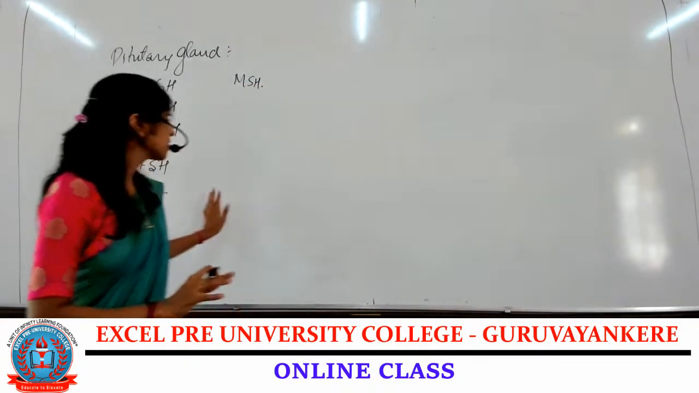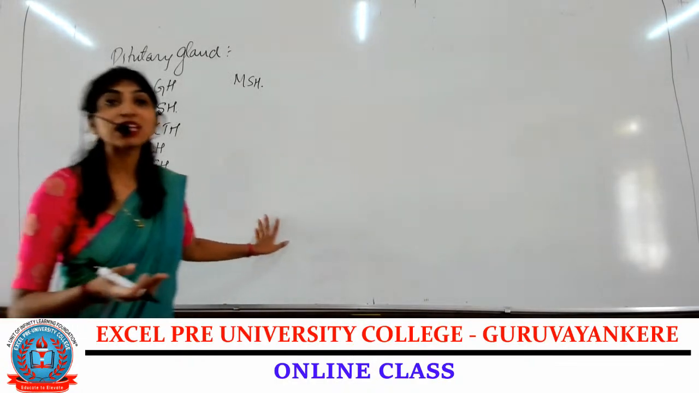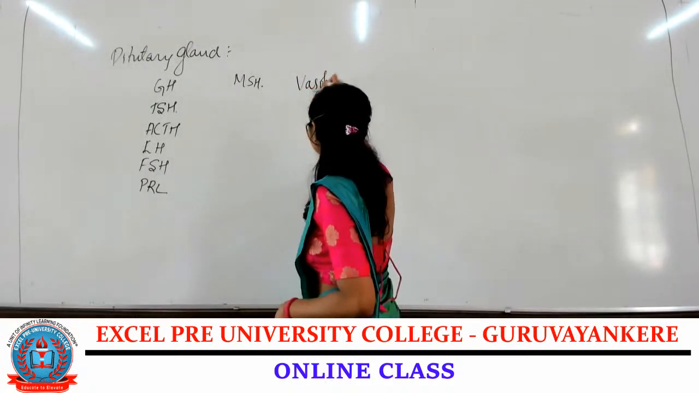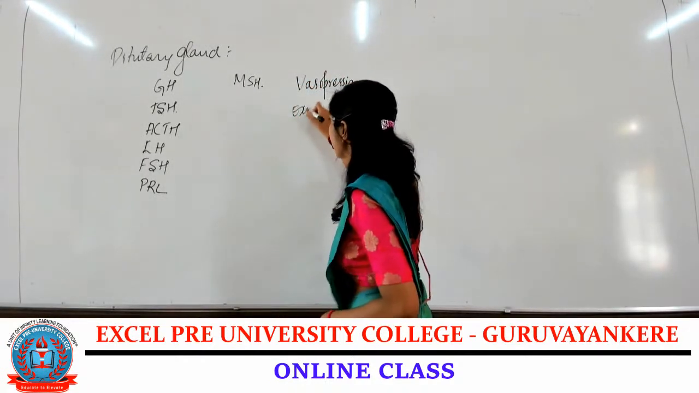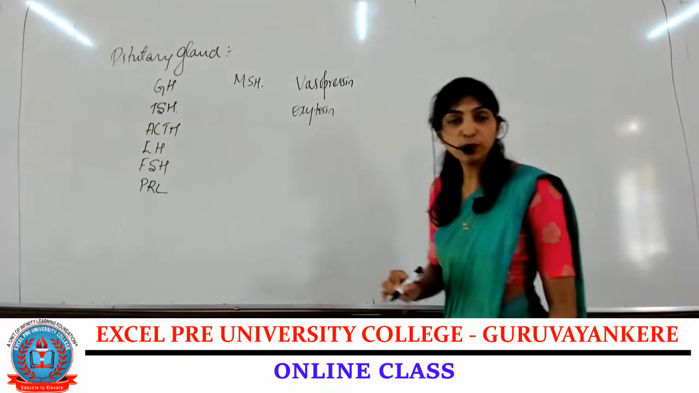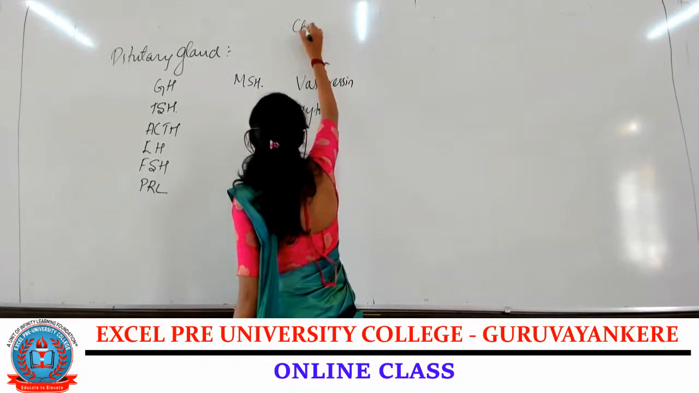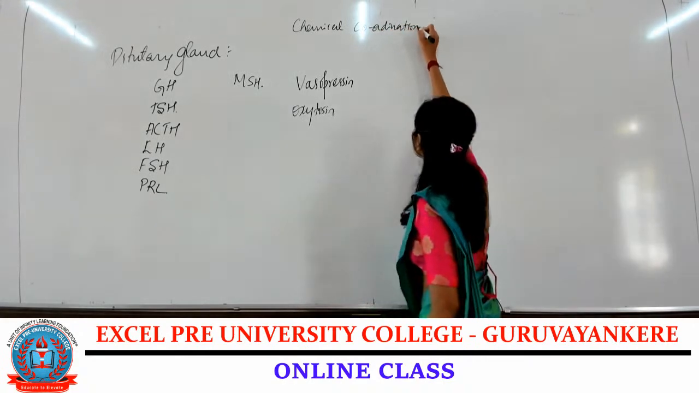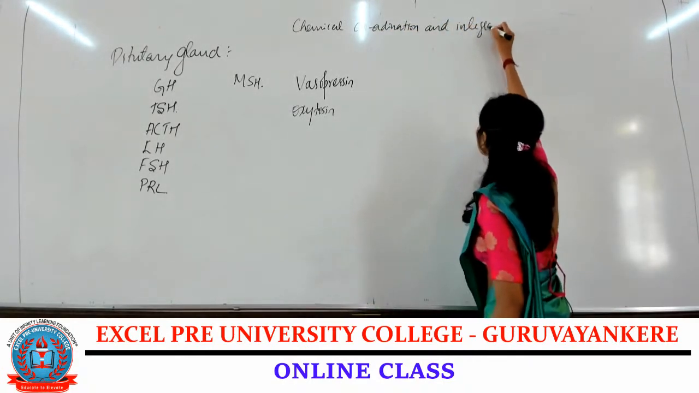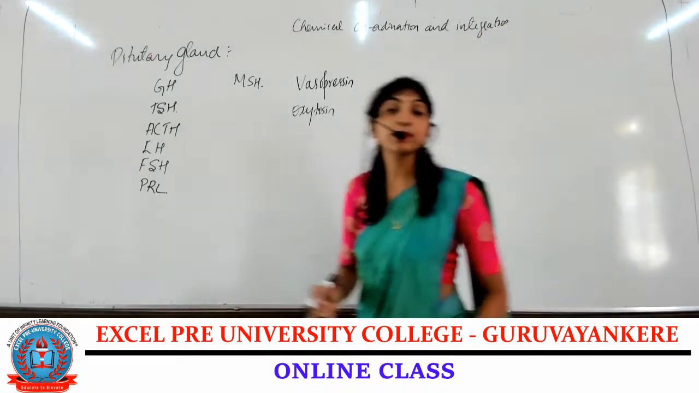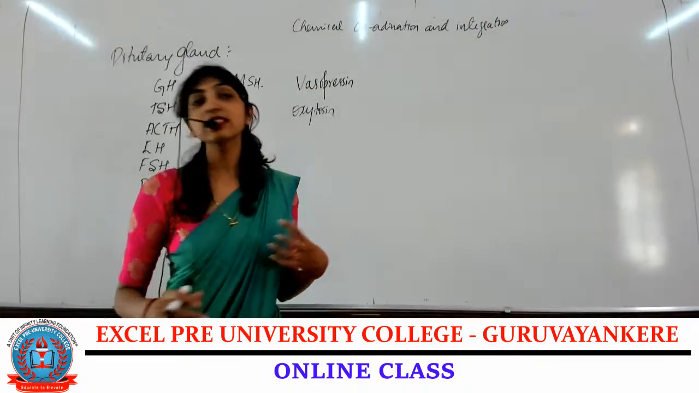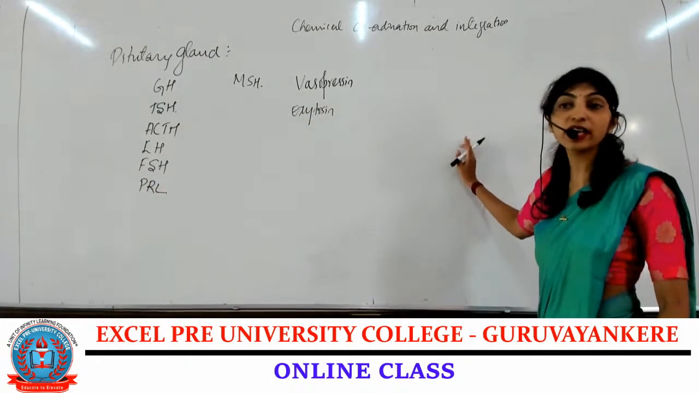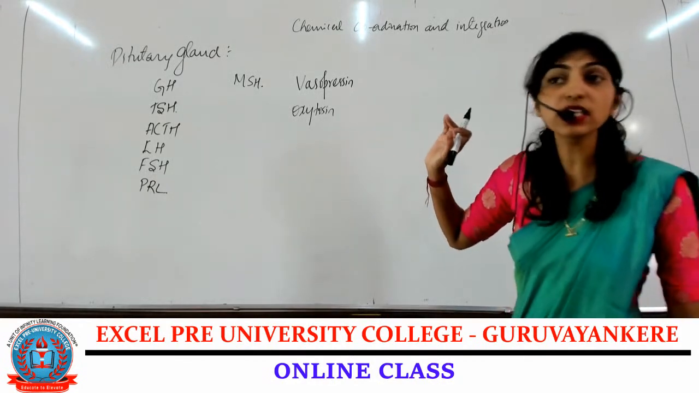Then, coming to pars nervosa, it mainly secretes 2 types of hormones: vasopressin and oxytocin. Vasopressin is also called anti-diuretic hormone. What is the main function of vasopressin? It helps to absorb water and electrolytes from the distal part of the renal tubule. That is why it is also called anti-diuretic hormone.